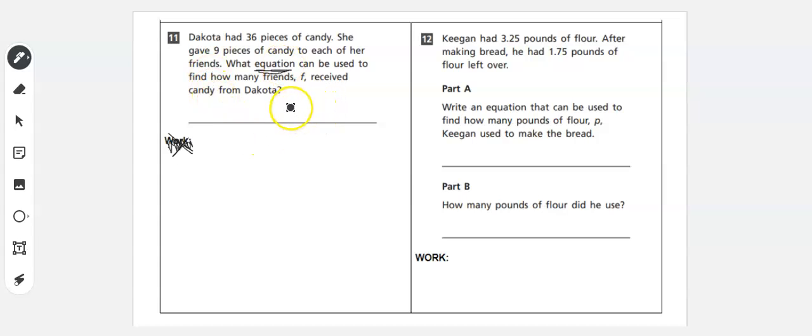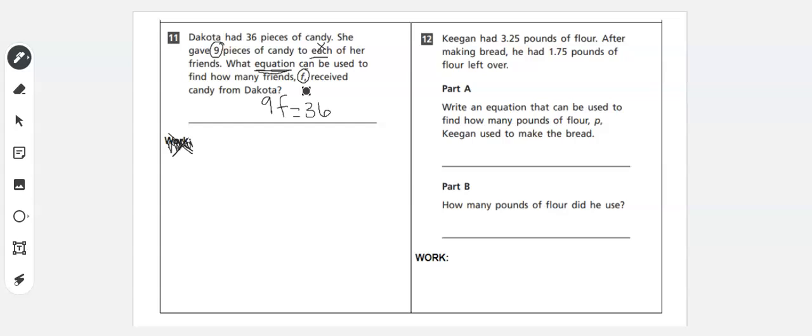Dakota had 36 pieces of candy, so equal to 36. She gave 9 pieces of candy to each. Each means we're going to multiply, of her friends. What equation can be used to find out how many friends F received? Sorry, I forgot to circle 9 for us. So we're going to do 9 times F, and we write it as a big kid. That's 9F equals 36.